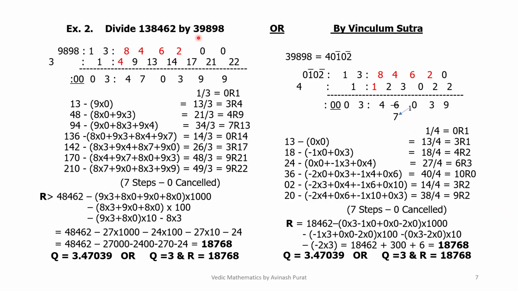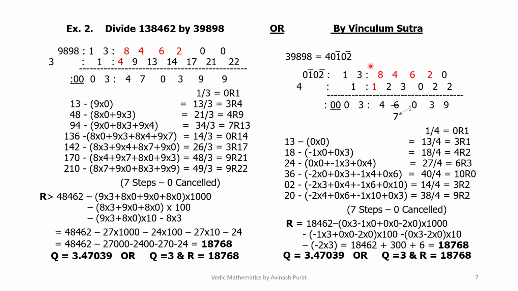Now the divisor is in Vinculum 4 0 minus 1 0 minus 2. So 4 is first divisor and 0 bar 1, 0 bar 2, that is minus 1 taken on upper line, is Dhvajank having 4 digits. So 4 digits of the dividend, 8462, are taken after decimal point.